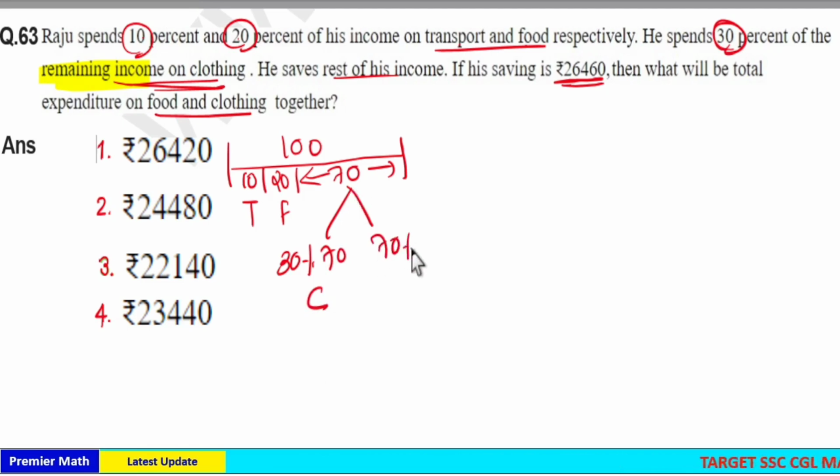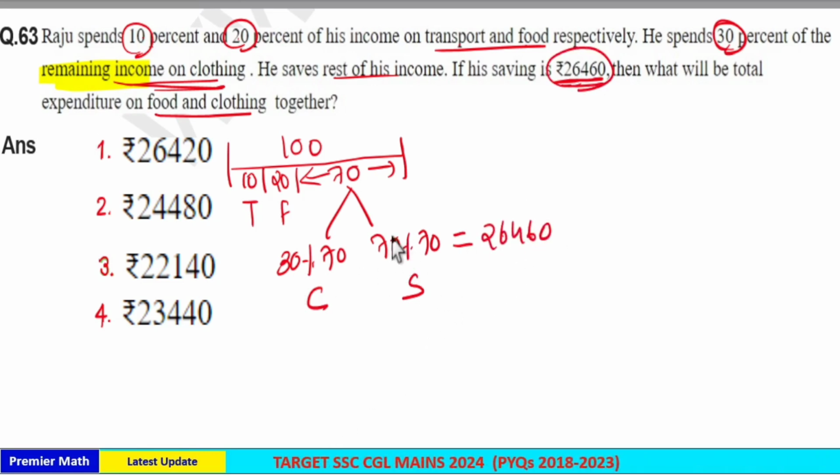So 70% of 70 is the savings here, which is given as 26,460 in the question. Percentage and double zero cancel. 7 into 7, 49 rupees is equal to 26,460.